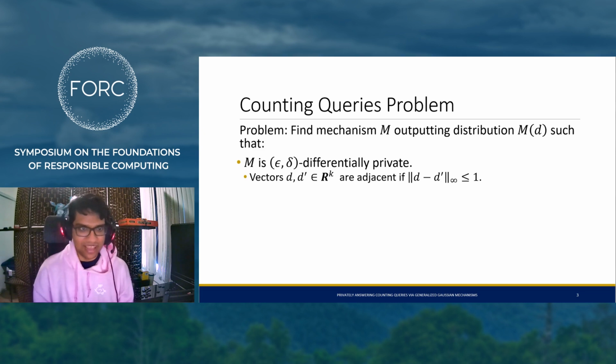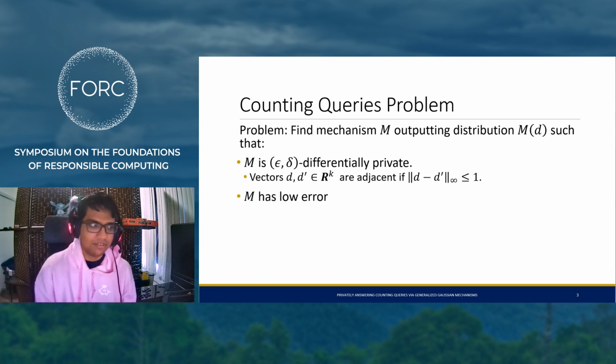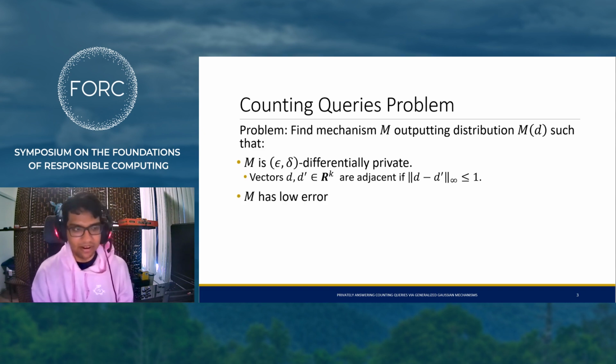Okay, so again, just to recap, by epsilon-delta differential privacy, we mean that if the mechanism takes in two vectors d, d prime that satisfy this adjacency condition, then the resulting distributions have to satisfy some sort of statistical closeness. Okay, so this is our privacy goal. So then what should our utility goal be? We're going to say that we want the mechanism to have low error, and there's multiple different types of errors we could consider here.